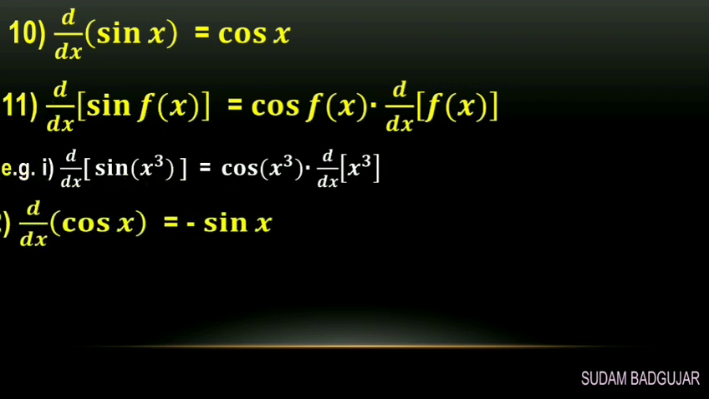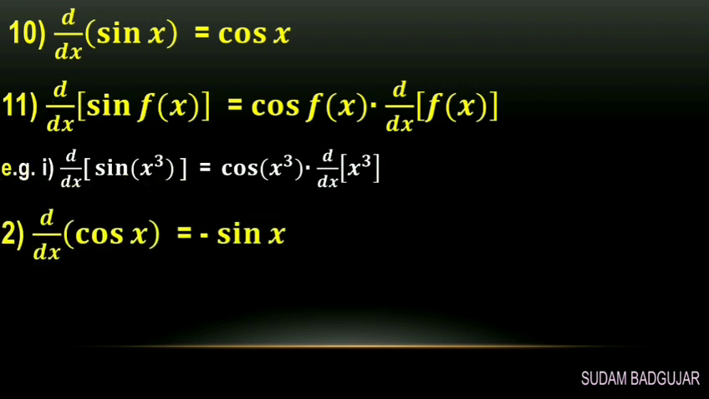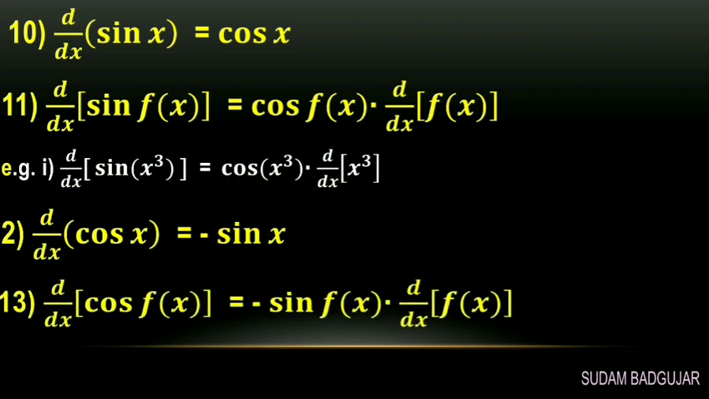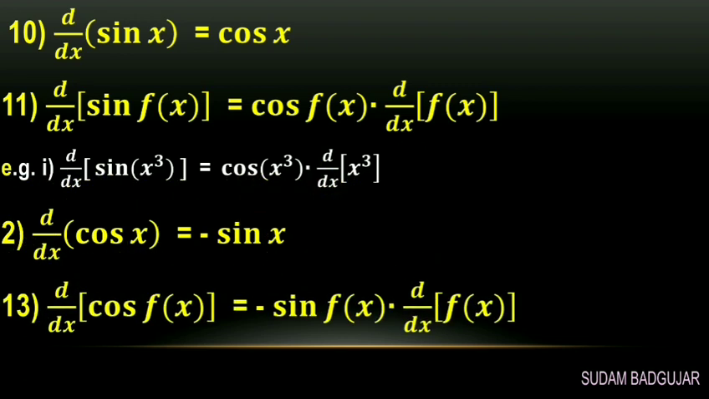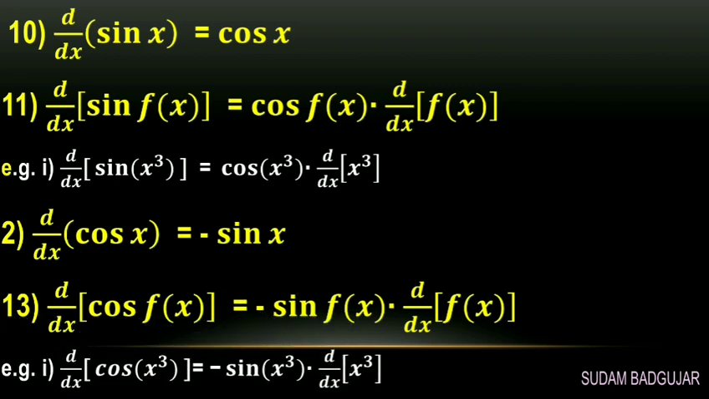Next, the derivative of cos x is minus sin x. In general form, the derivative of cos of f of x is equal to minus sin of f of x into the derivative of f of x. For example, the derivative of cos of x cube is equal to minus sin of x cube into the derivative of x cube.